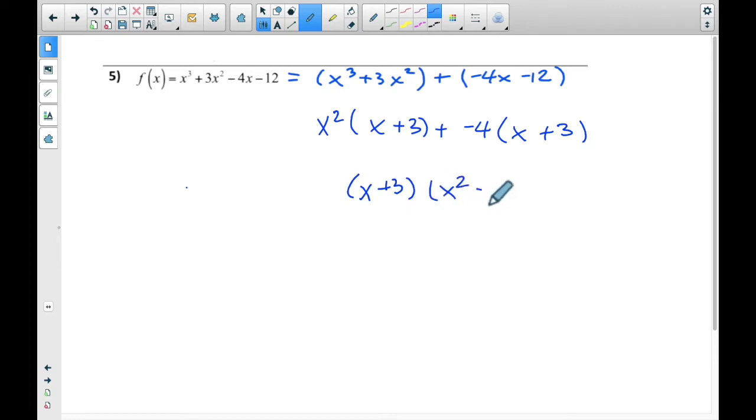And then I have x squared minus 4 over here. I know that x squared minus 4 is a difference of squares. That means a perfect square minus a perfect square. And that can be factored to x plus 2, x minus 2. Okay, here's my factored form. So I'm about to go back to my paper and put this onto my factored form.